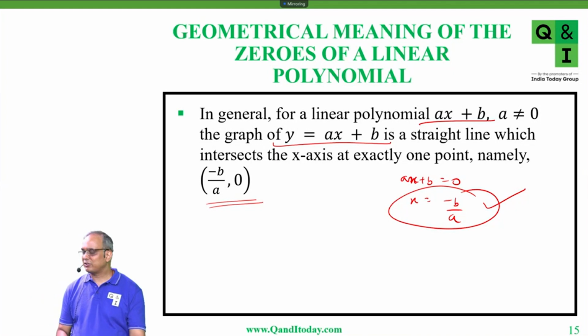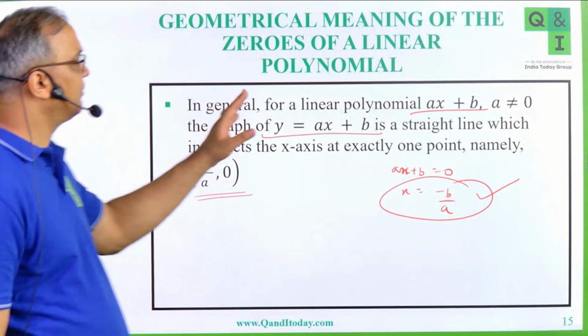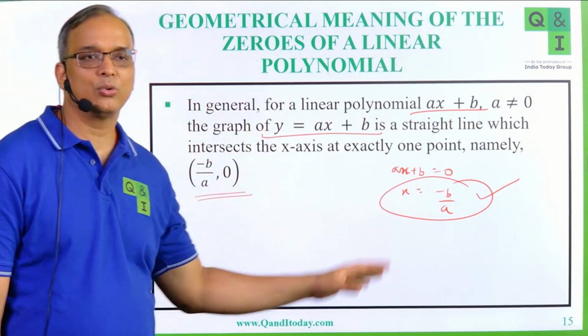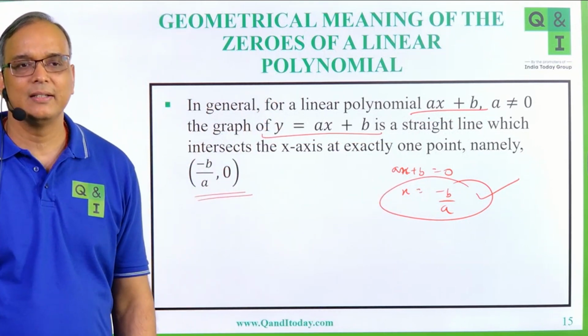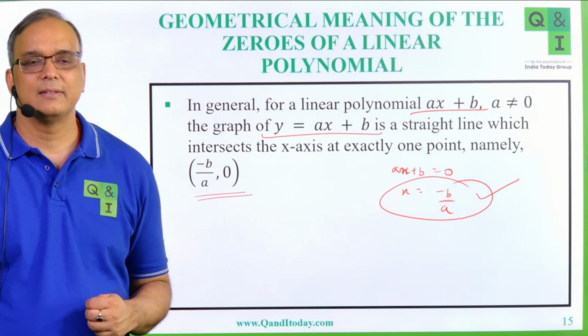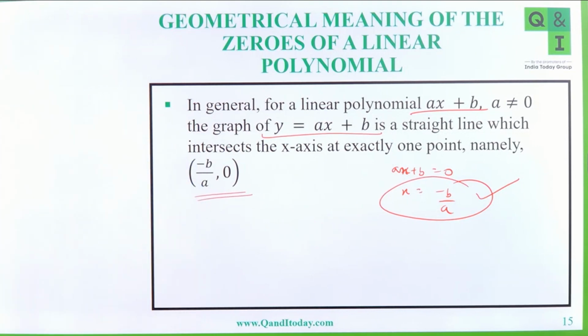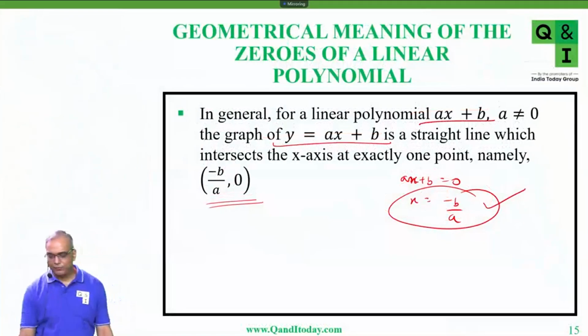Is this clear, students? Are you able to understand this geometrical meaning of the zero of a linear polynomial and how to calculate this, how to find it? What is its geometrical significance? Okay, great. Let's move forward.